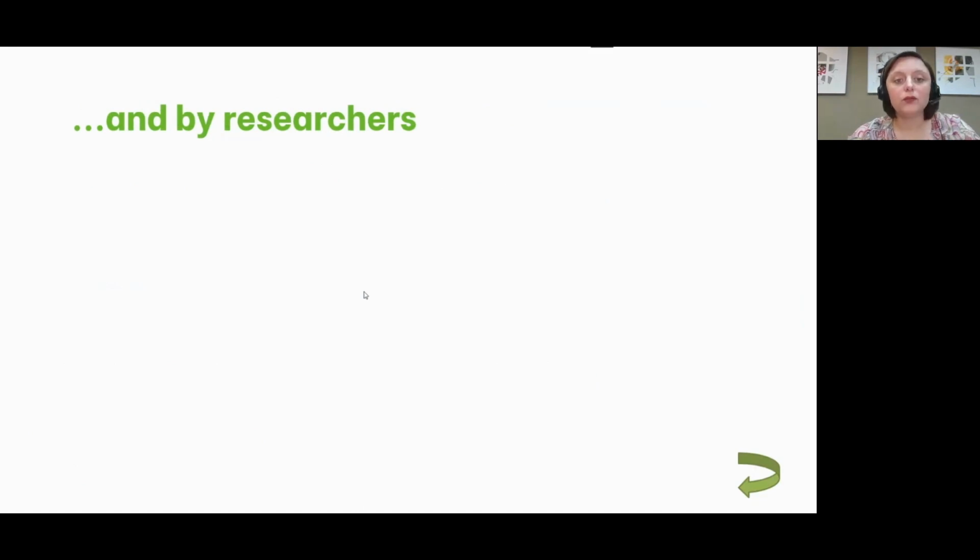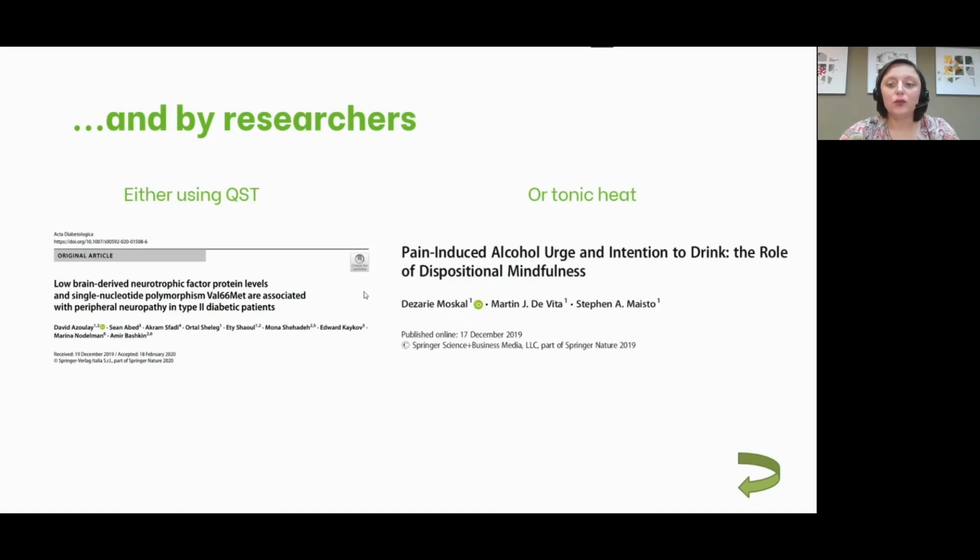And this device is also very widely used by researchers. And you can see here a group from Israel. They have been studying for a couple of years now the brain-derived neurotrophic factor as a biomarker for neuropathy development, and they assess the small fiber functionality in neuropathic patients using the Qsens device. They do QST, and there are also researchers, as I said, who use it for tonic heat, for tonic heat pain in this case.